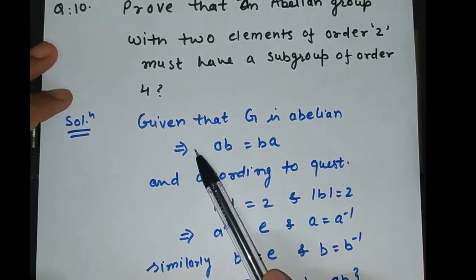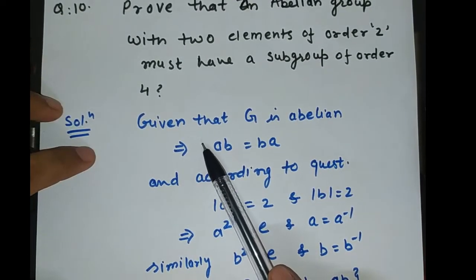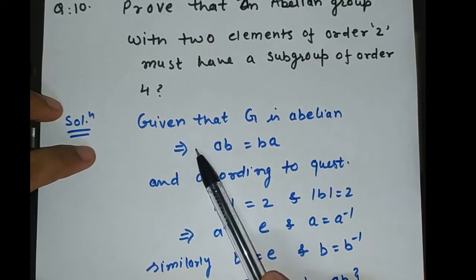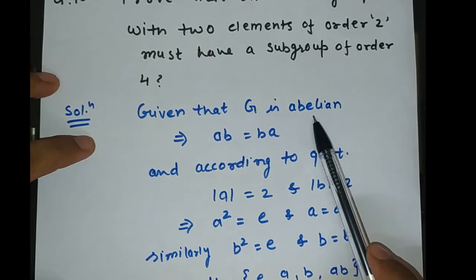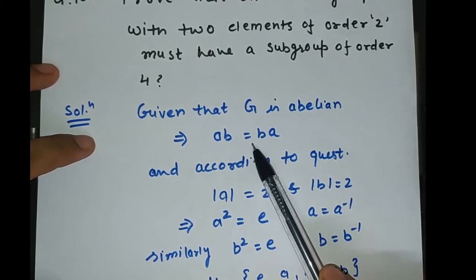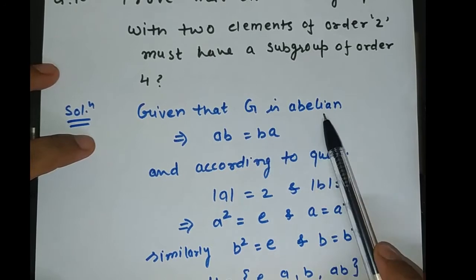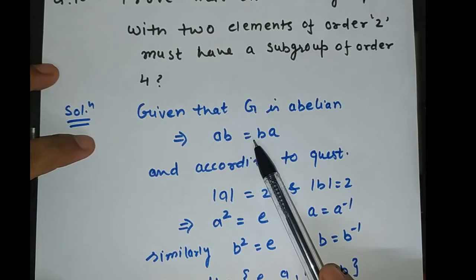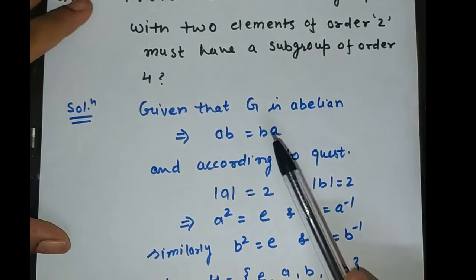So look at this, the solution. First of all, we are writing here the given information. According to the given information, G is abelian. Abelian means AB is equal to BA. If G is abelian, this implies the product AB is equal to BA.